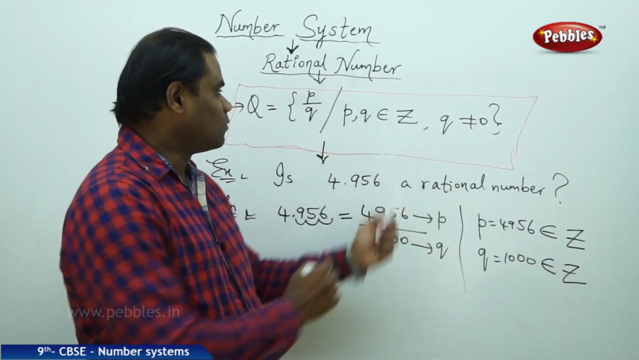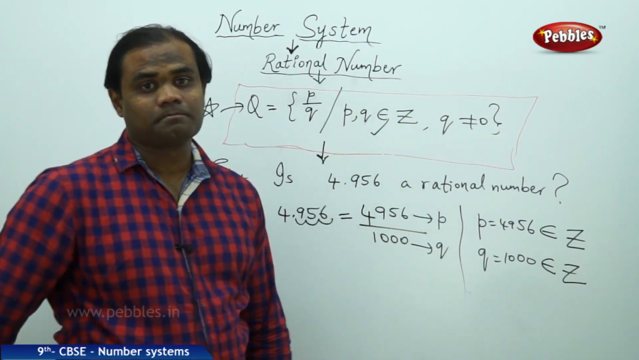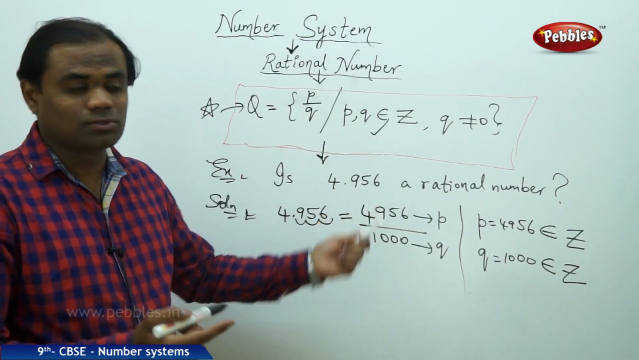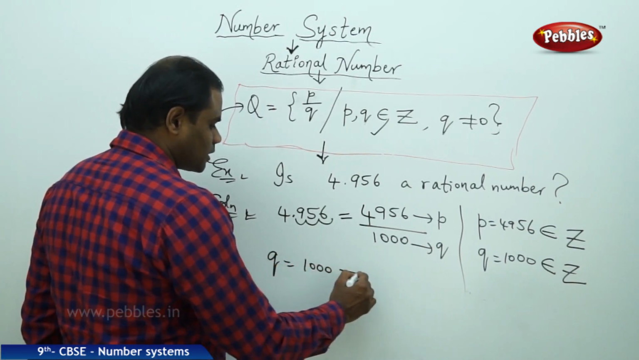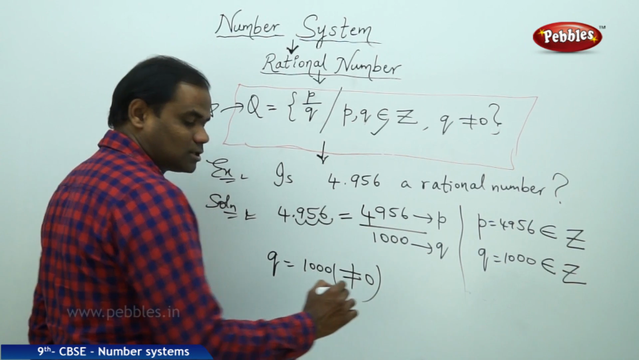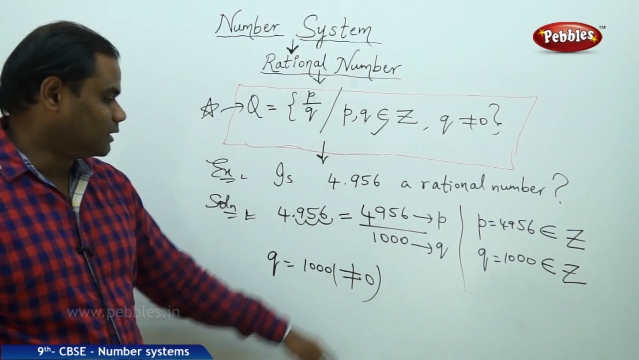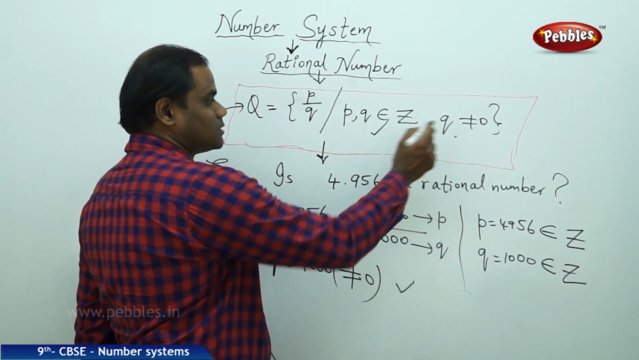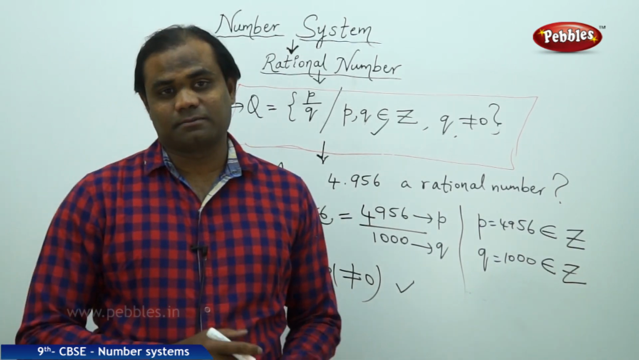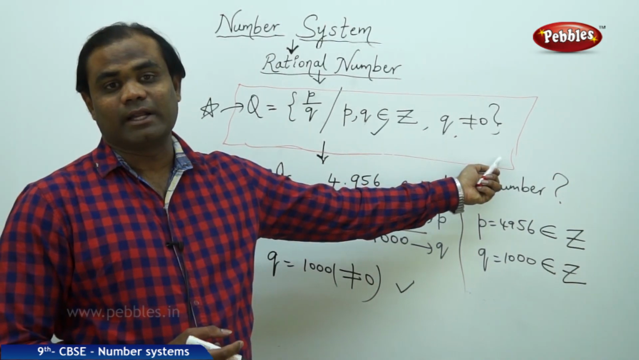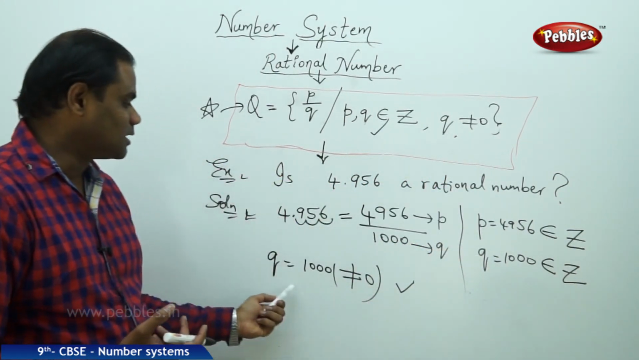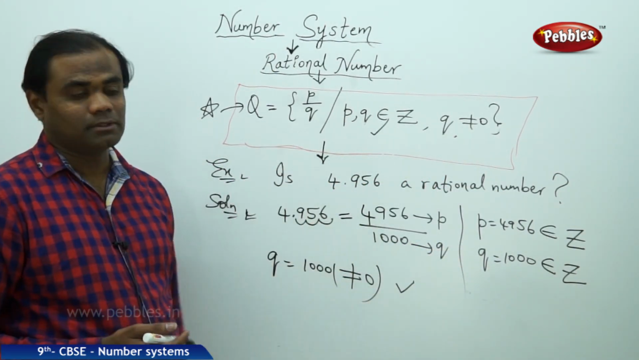Therefore, test number 1 is a pass. Next, coming to test number 2, I have my q, which is 1000, and which is not equal to 0, because 1000 can never be equal to 0. Therefore, this also is a pass for test number 2. This number satisfies test 1 and test 2, thus being a rational number.